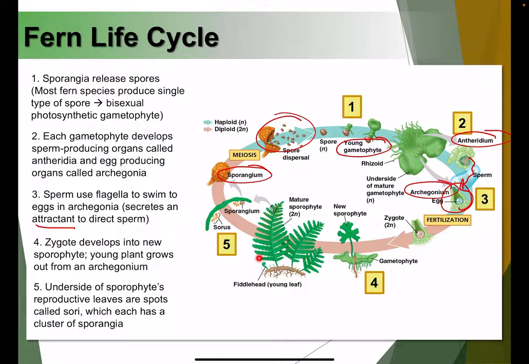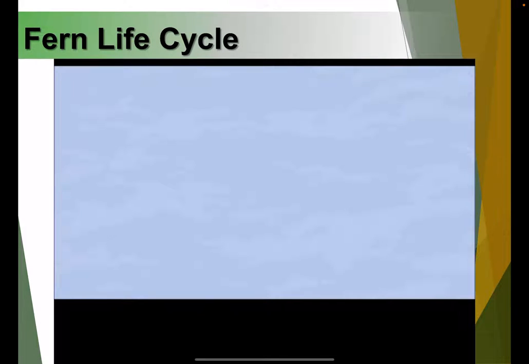And then the last step is, once the sporophyte becomes mature, the underside of its leaves, the reproductive leaves, has spots called sori. Sori is plural, sorus is singular, and in each sorus there is a cluster of sporangia. You start the process all over again with the sporangia forming spores through meiosis, releasing the spores into the environment, etc. And here is that fern life cycle animation.